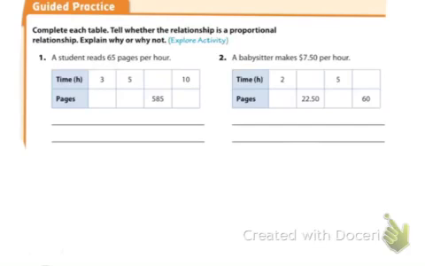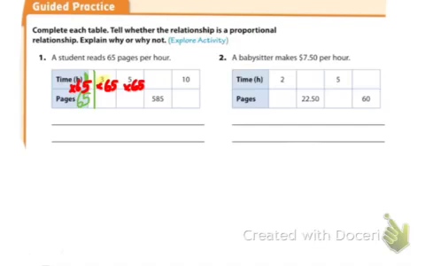So a student reads 65 pages per hour. They're starting here with this 3. We're going to add a column here because I don't want 3 hours, I want 1 hour. And it tells us here that 1 hour is 65 pages. So we need to multiply by 65. And then we're going to do the same thing here. Multiply by 65. Multiply by 65.